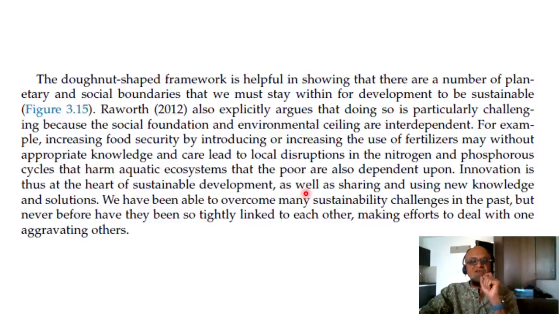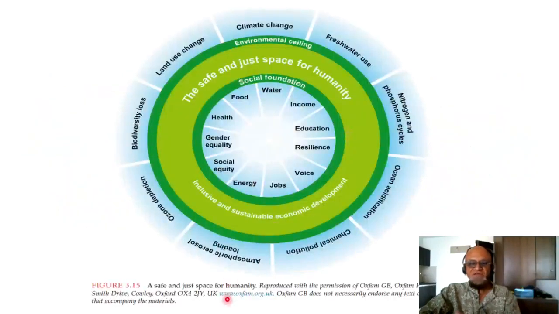So the next figure is the donut-shaped framework, which is helpful in showing that there are a number of planetary and social boundaries that we must stay within for development to be sustainable. This is how that looks: a safe and just space for humanity. So it adds justice, equity, and other issues here. Of course those are important, because if you save the planet but not the humans, then have we really accomplished something, right?